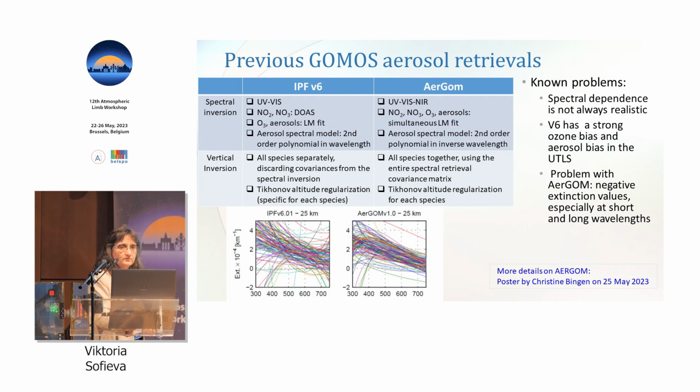A known problem is that the spectral dependence of aerosol extinction is not always realistic. This is a typical picture for retrieval in IPF version 6, showing the shape of aerosol extinction spectra. They are better in AerGOM, but still sometimes this dependence is not realistic. There is also interference between ozone and aerosol retrievals. Version 6 has a strong ozone bias and also an aerosol bias in the UTLS. Another known problem with AerGOM is that we sometimes observe negative values at shorter or longer wavelengths. For more details on AerGOM retrievals, please visit the poster by Christine Bingen on Thursday.